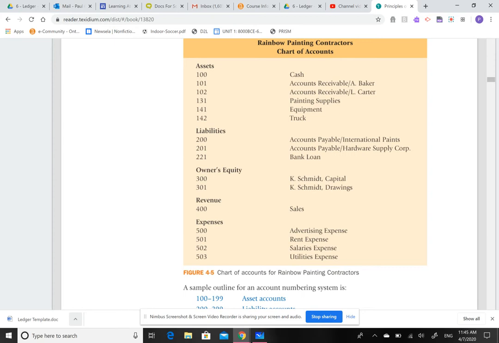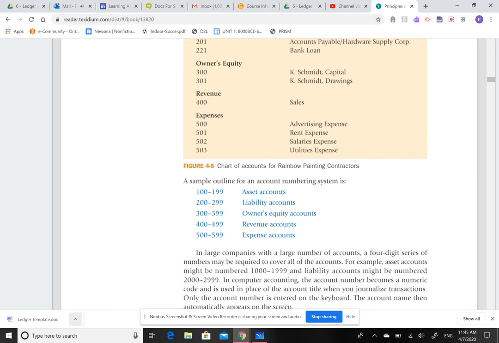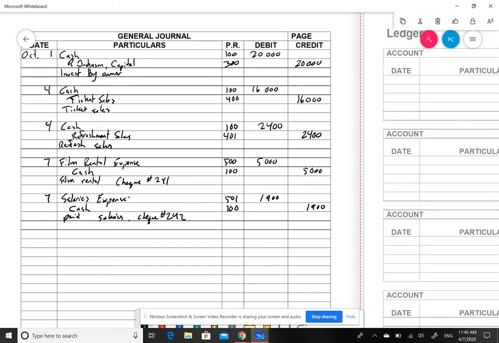Okay, so looking at yesterday, October 1st, on the cash account, we have a $20,000 deposit.